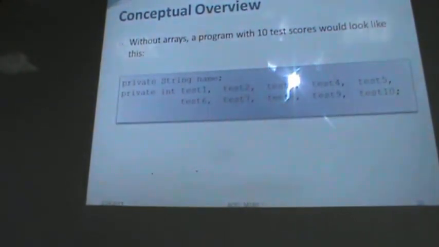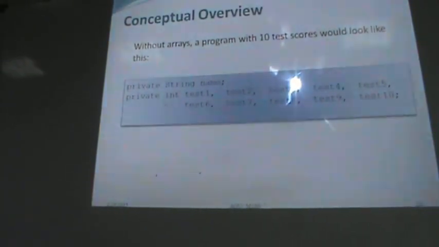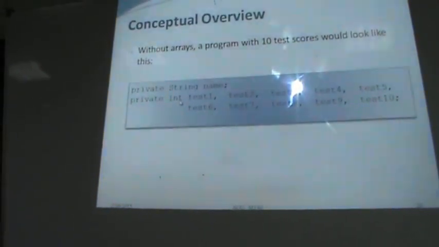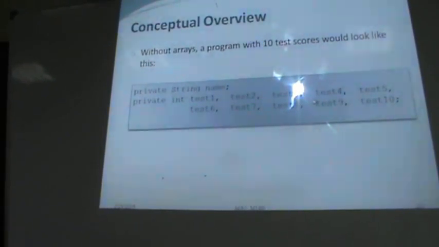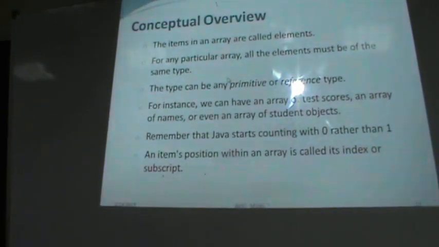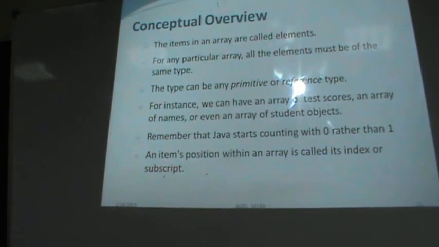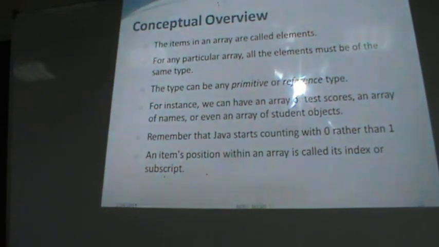Without an array, a program with 10 scores would look like this. For example, private int, we should declare test1, test2, up to test10. Okay? The items in an array are called elements. For any particular array, all elements must be of the same type, as I said before. Okay? The type can be any primitive or reference.